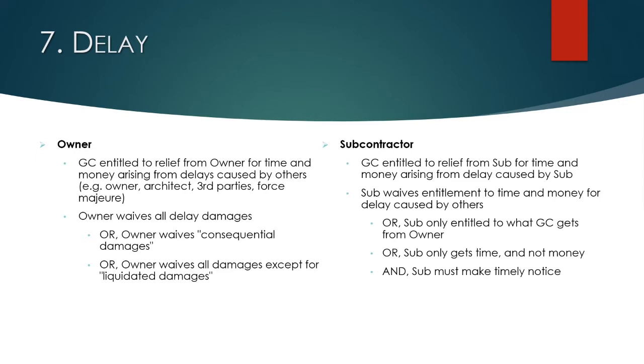With your subcontractor, give the sub the right to additional time, but not additional money, and have your subcontractor waive entitlement to time and money if you can, but if that doesn't work, limit it to only what you as the GC can recover from the owner. Also, make it a requirement that the subcontractor provides you timely notice so that you can pass on that claim to the owner.